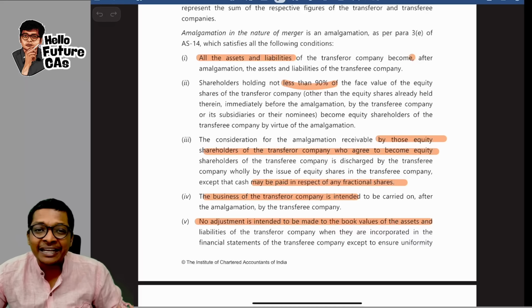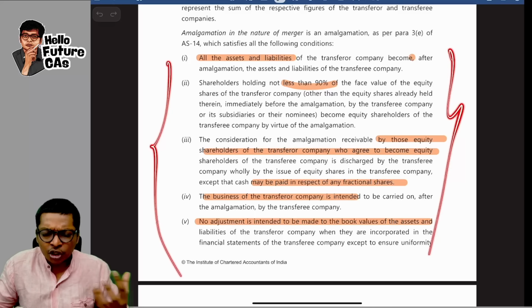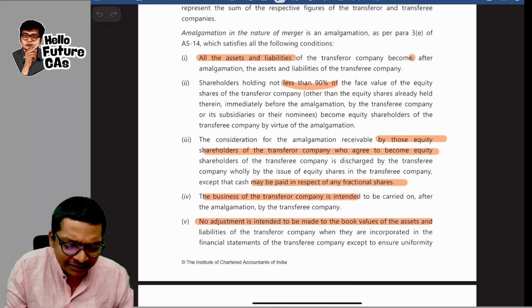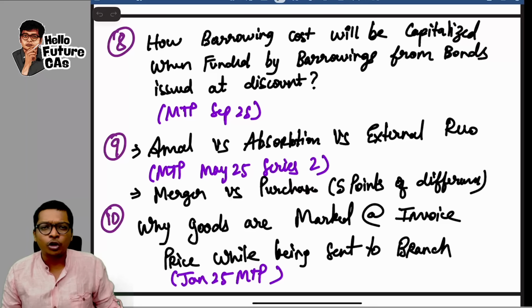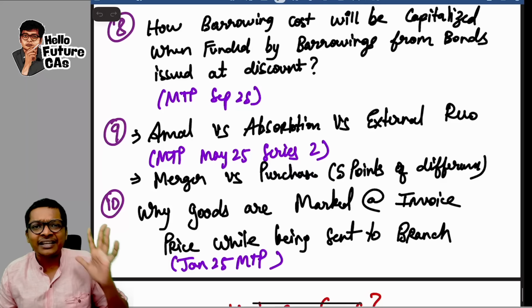Assets and liabilities should be taken at book value. These 4 points should already be there in your system. This has come in the past and therefore I have included it over here. Now going to the last theory question.